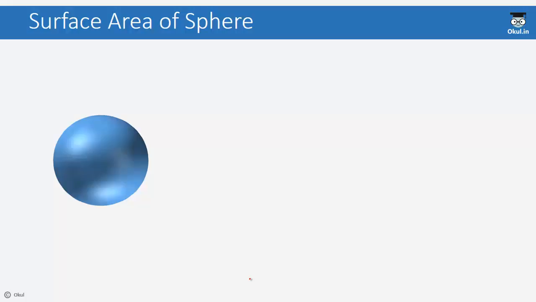The surface area of the sphere is equal to 4 pi r square, where r is the radius of the sphere. Now the sphere has only one kind of surface area. It cannot have a curved surface area or a total surface area, as it is already a closed figure and we are only concerned about the surface area. So the surface area of the sphere is 4 pi r square.